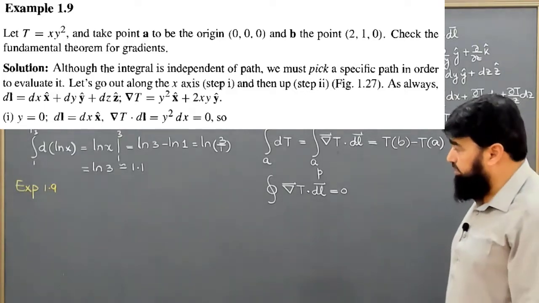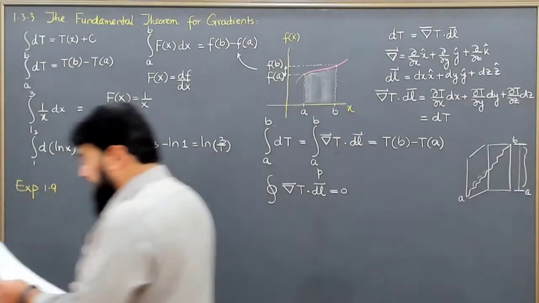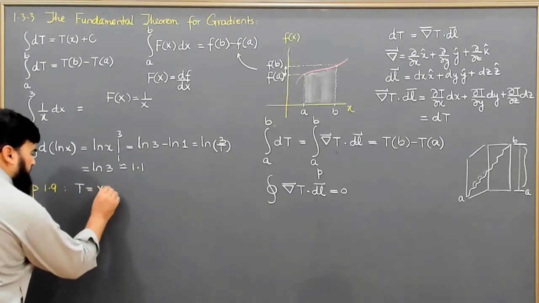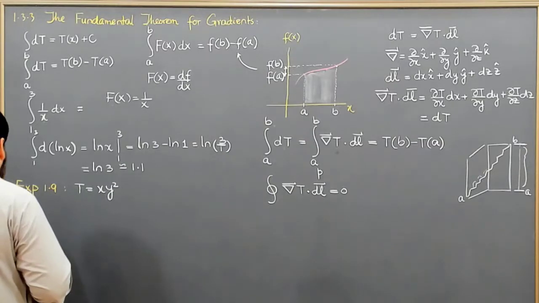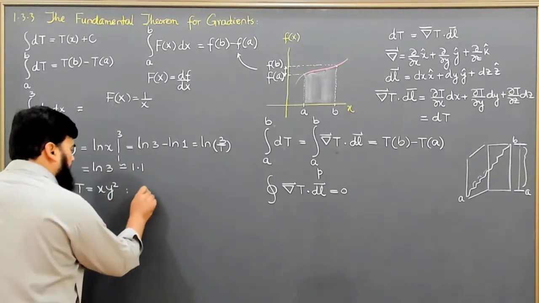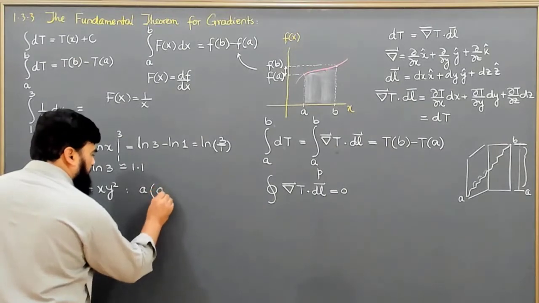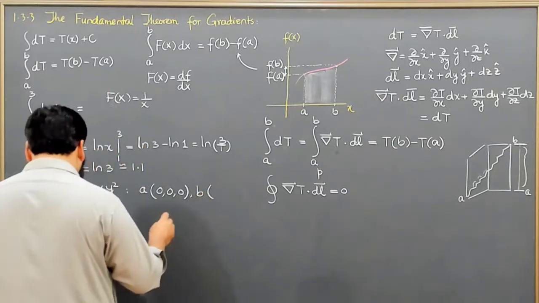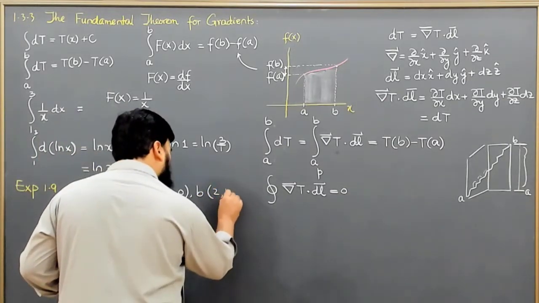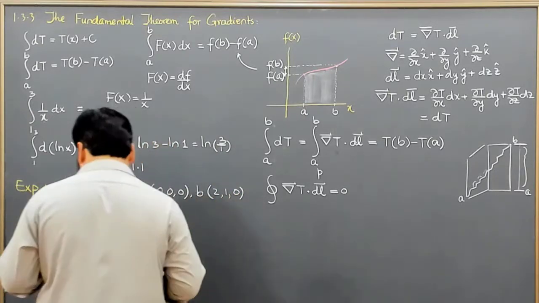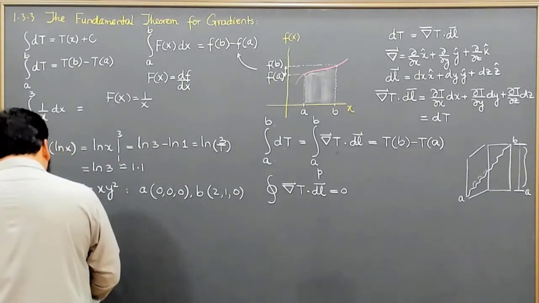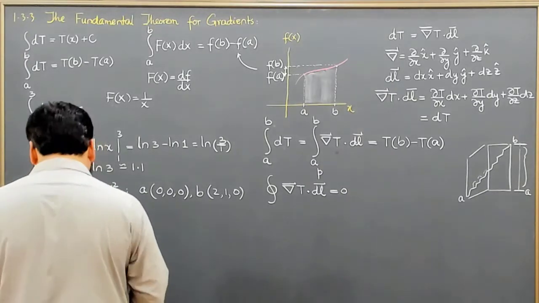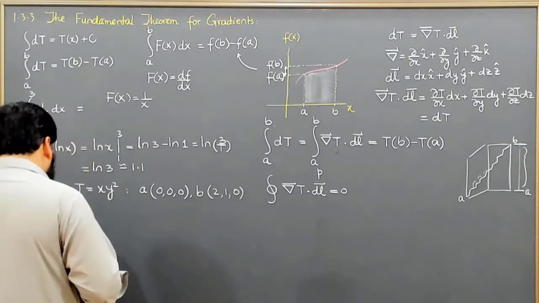So the fundamental theorem of gradients we will have to verify for a scalar function, which is T equals xy squared. And this is running from point A, which is the origin 0, 0, 0, and point B is the point 2, 1, 0. Means x is 2, y is 1, and z is 0 in both. So it is a planar geometry and we don't have any z axis involved, so we will skip that one.